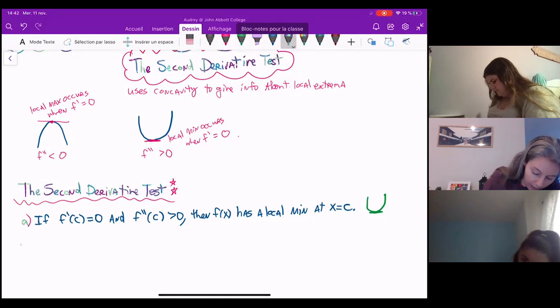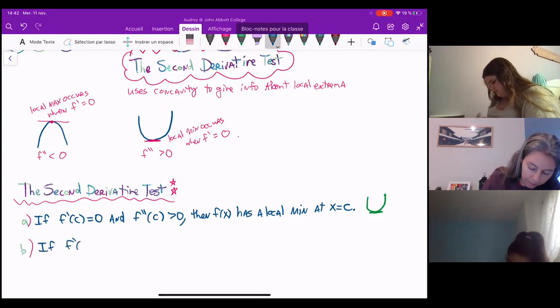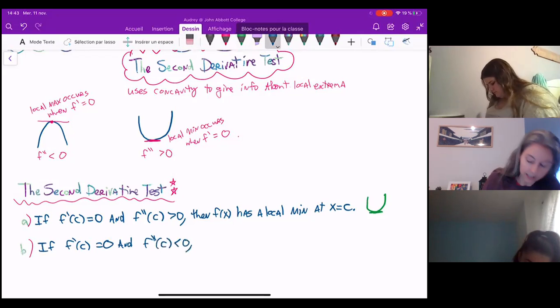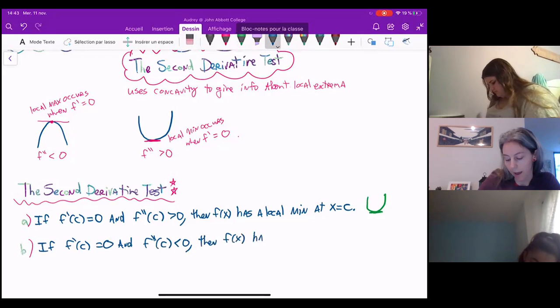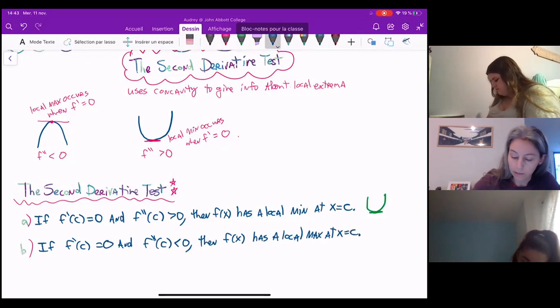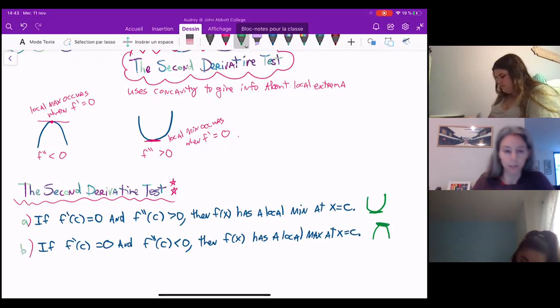And B says, if f prime of c is equal to 0 and f double prime of c is less than 0, then f of x has a local max at x equals c. And that's the first thing that we looked at there, where it's going to be sad, so that clearly must be a max there.